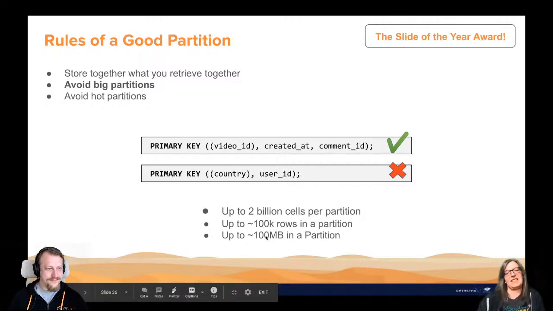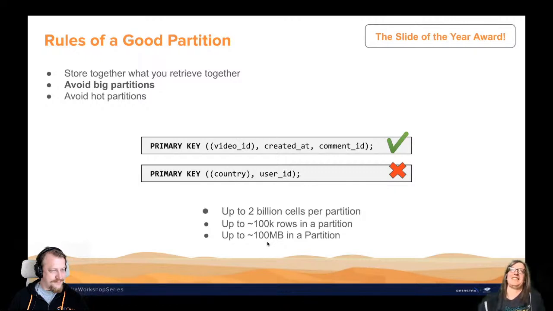This is a good rule of thumb. It's much easier to count rows than it is probably to assess fully the size of your partition. Just make sure that you don't exceed sort of like 100,000 rows. And we have this example here. We've discussed that this is quite a good example.